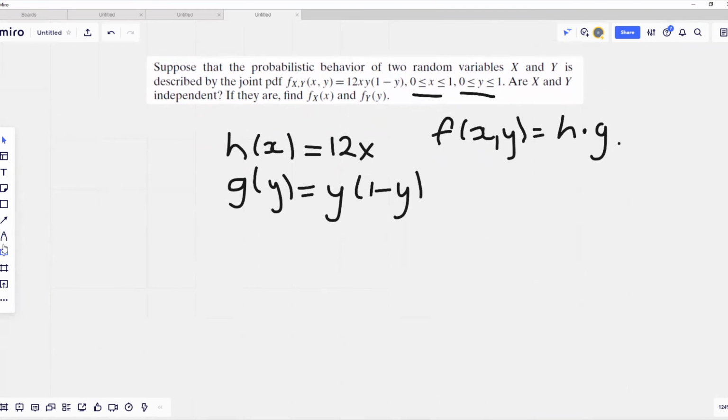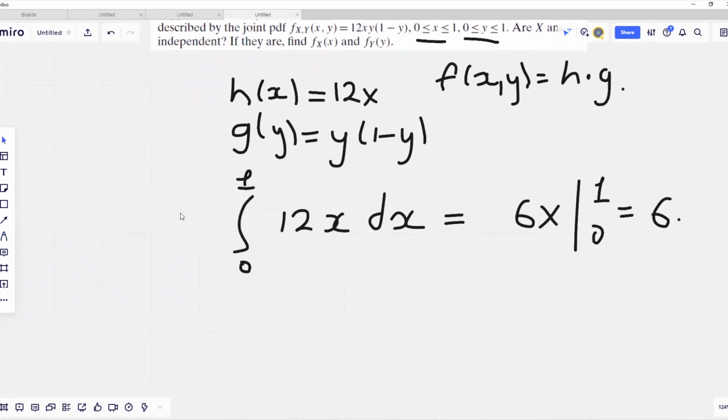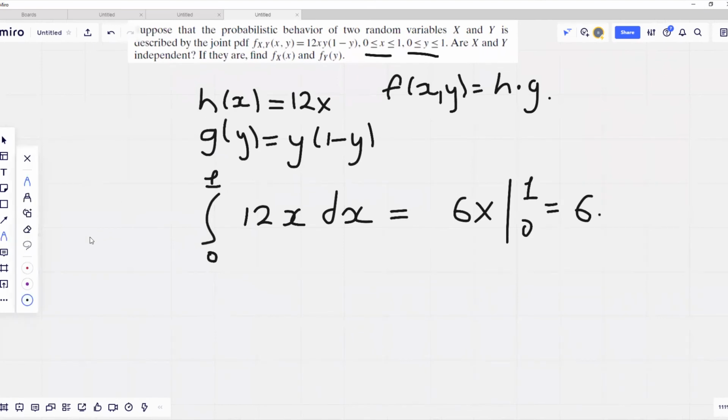So let's find first the integral of h of x over all values of x, from 0 to 1. That will be 12x squared over 2, so 6x squared, from 0 to 1, so it's equal to 6. Then to make a valid PDF with h of x, we need to multiply it by 1/6.